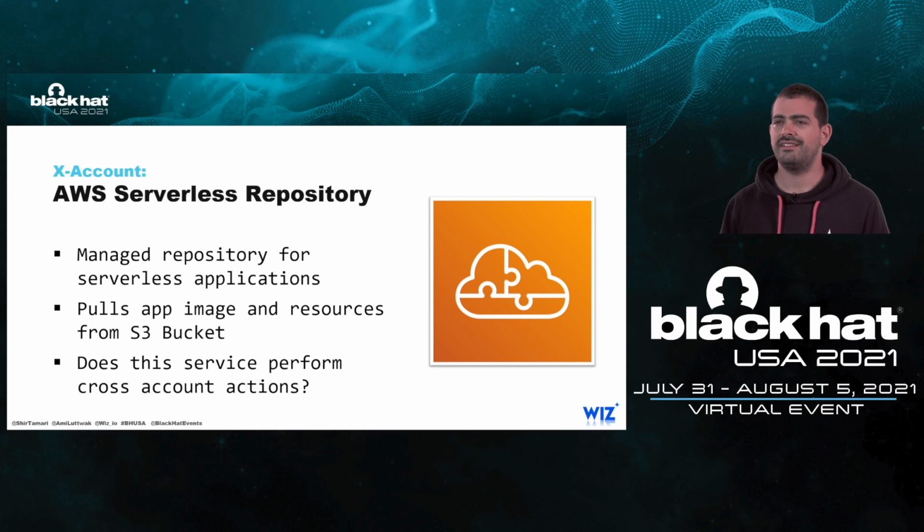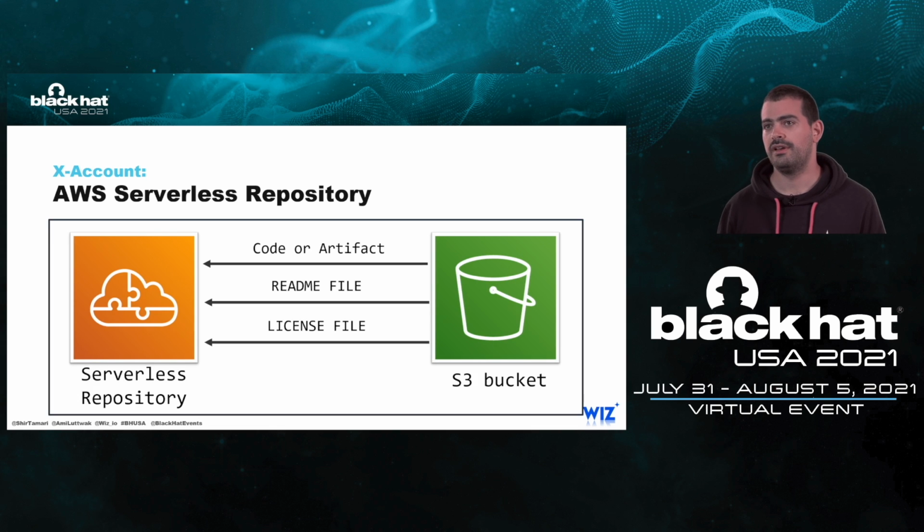At first glance, it does not seem like a service that performs cross-account operations. But after using it for a bit, we noticed that creating a new repository in the service requires you to supply the application, as well as other resources like a README file and license file, from an S3 bucket. For the service to load the application image and its README and license file, it needs permission to the S3 bucket. The bucket must grant the service read permissions.